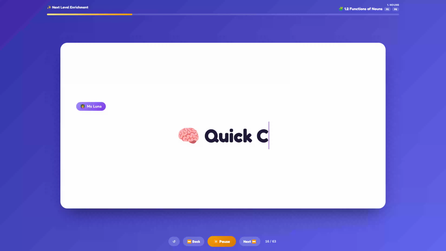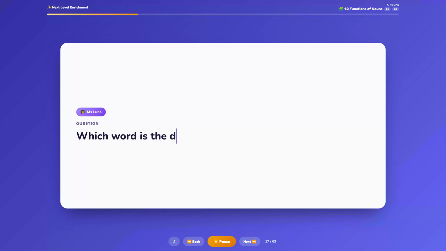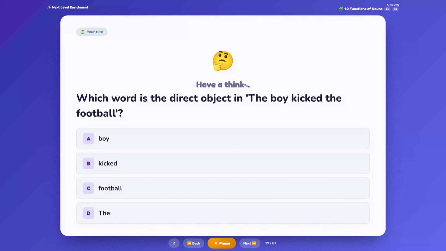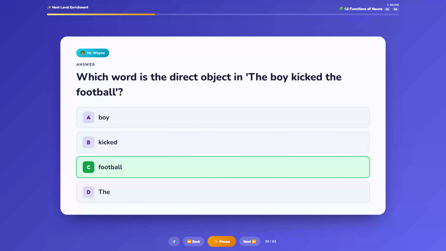Quick check 2. Which word is the direct object in the boy kicked the football? Is it boy, B, kicked, C, football, D? The answer is football. Football receives the action of the verb kicked, so it is the direct object.